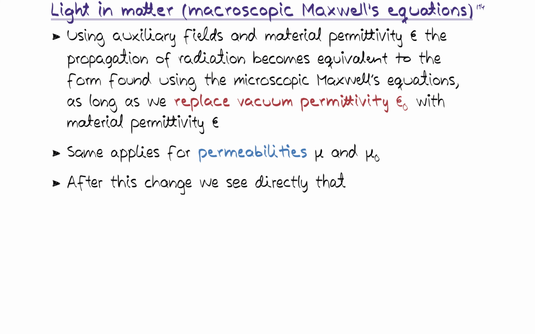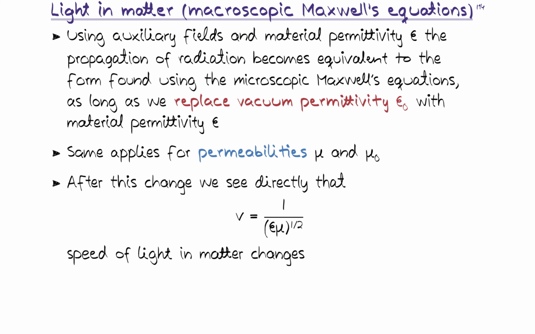And with this change, we can directly formulate the wave equation, and we can see that the speed of light inside this bulk medium, inside matter, can be written as 1 over the square root of epsilon times mu. So not the mu naught, not the vacuum permeability, but the permittivity and the permeability of the material. What this means is that the speed of light starts changing depending on the material properties. So the speed of light in matter changes, and this motivates us to define a variable known as n.